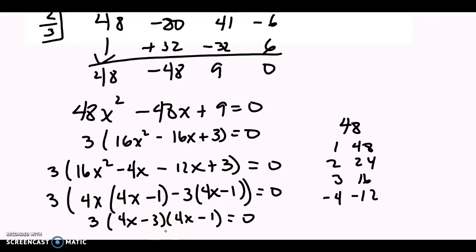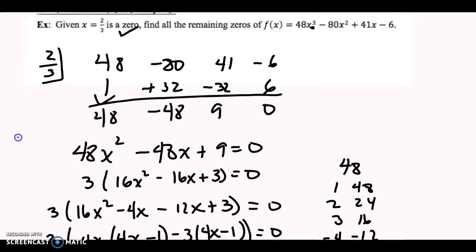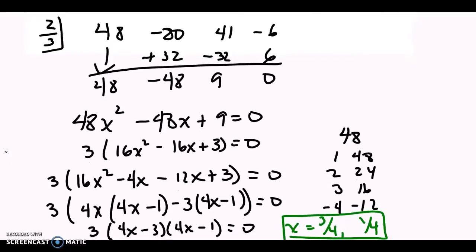And if I set those factors equal to 0, I get x equals 3 over 4 and x equals 1 over 4 by setting each of these factors equal to 0 and solving for x. Those are my remaining zeros. Yay, we solved the problem. Woohoo! Let's go on to the next one.